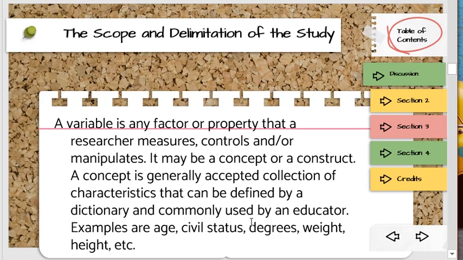A variable is any factor or property that a researcher measures, controls, and/or manipulates. It may be a concept or a construct. A concept is a generally accepted collection of characteristics that can be defined by a dictionary and commonly used by an educator. Examples are age, civil status, degrees, weight, height, etc.